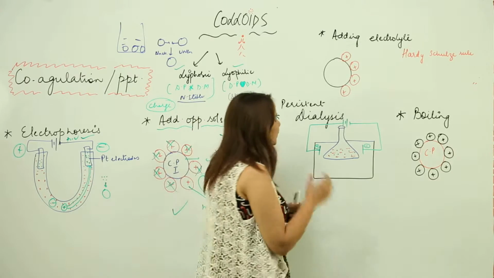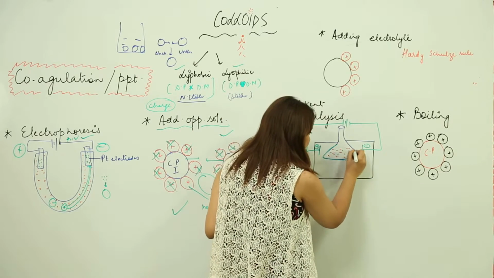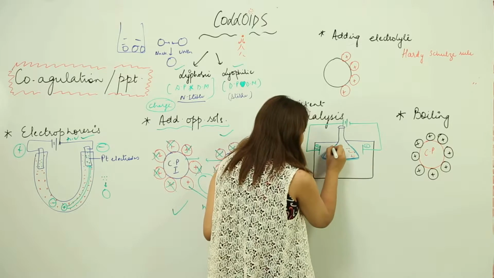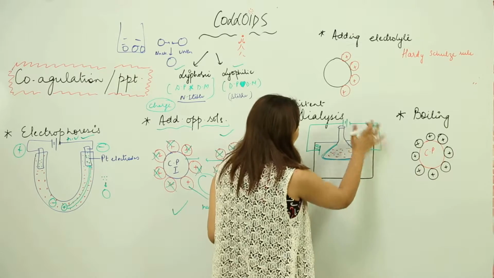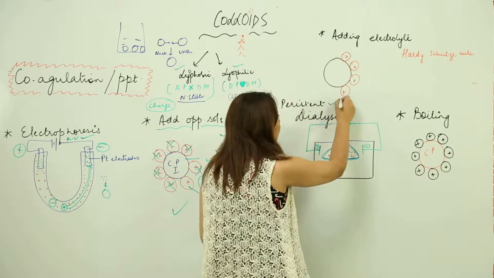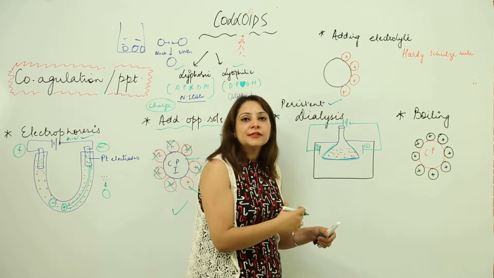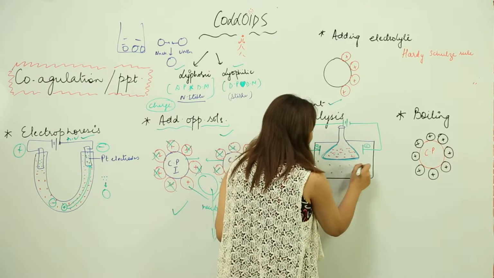So see what we have here now. This is a membrane, you all know, which is permeable to the smaller particles but not to the bigger particles. Here I have applied an electric field to just speed up the reaction, and persistent means we need to do this dialysis for a longer period of time. So what is going to happen here?